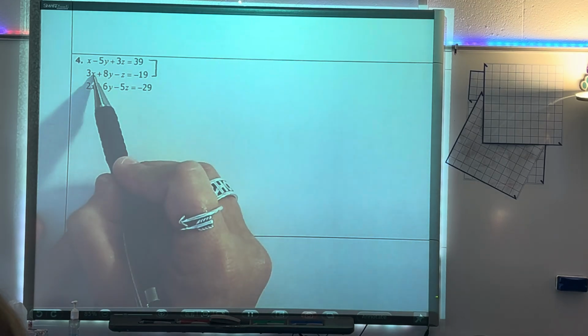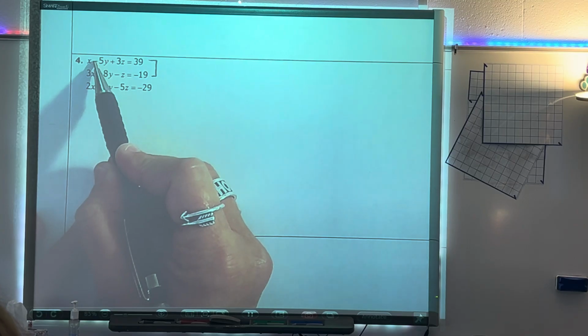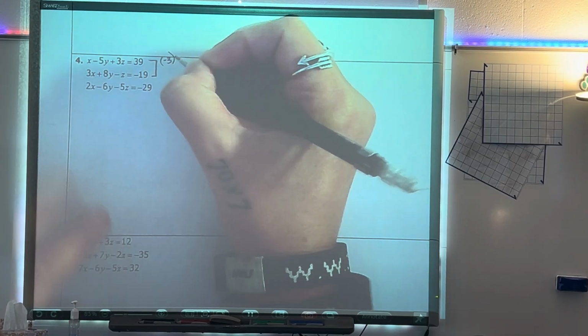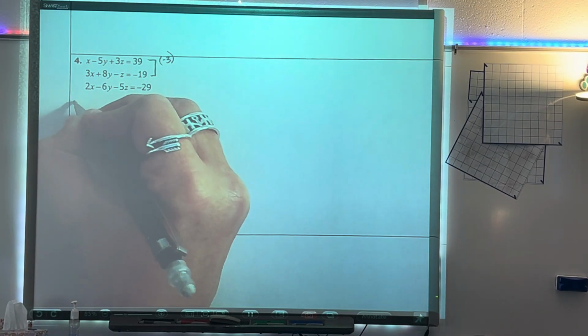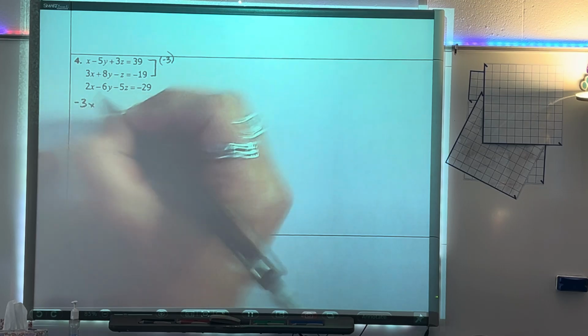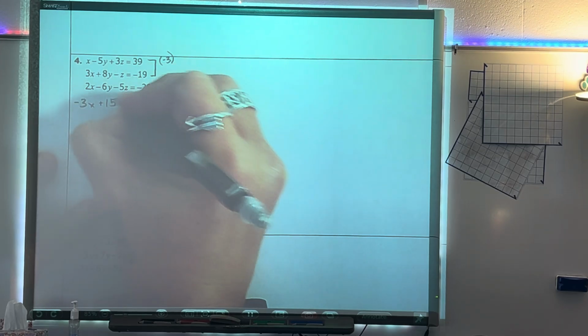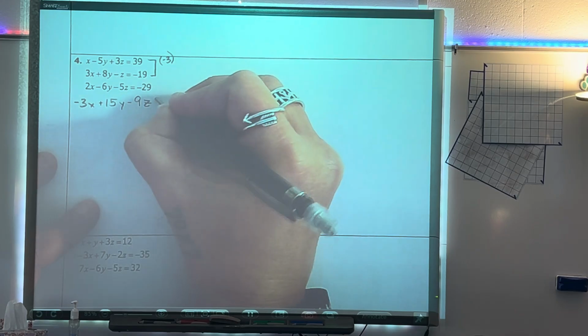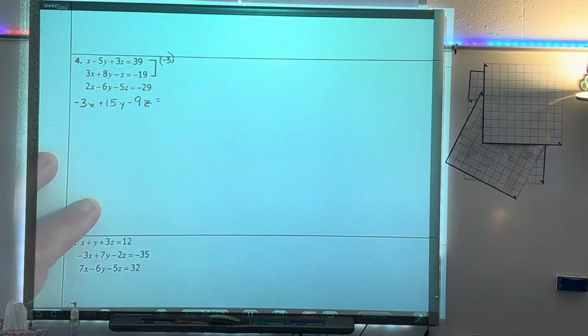So this one is 3x, which means I need to multiply this one up here by negative 3. So x times negative 3, so I've got negative 3x plus 15y minus 9z is equal to 39.